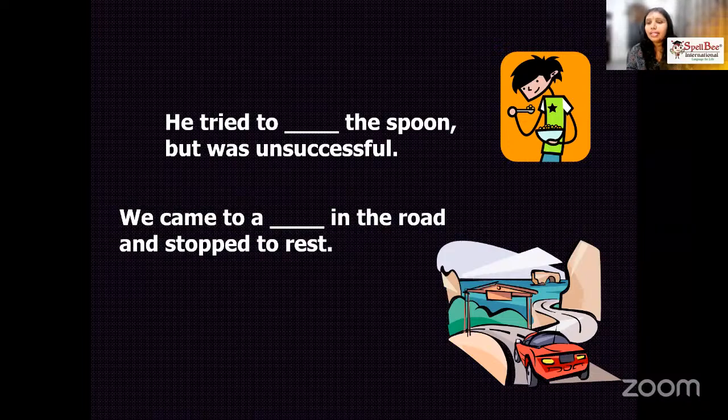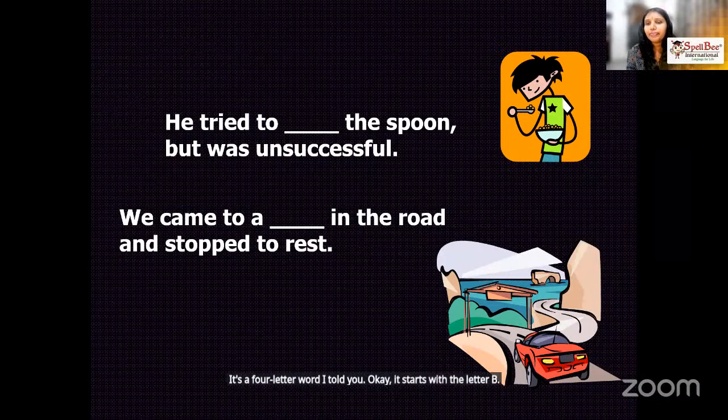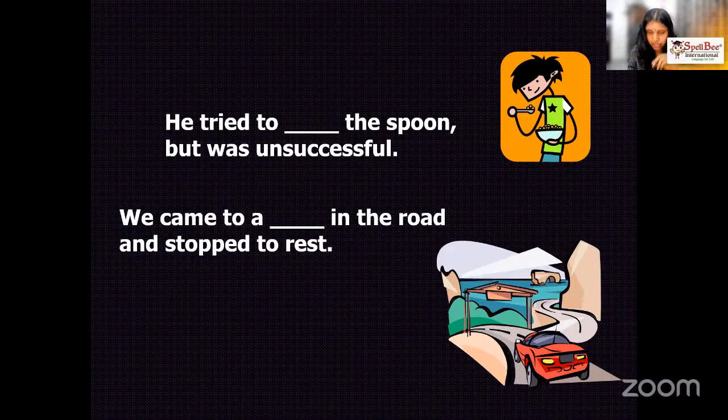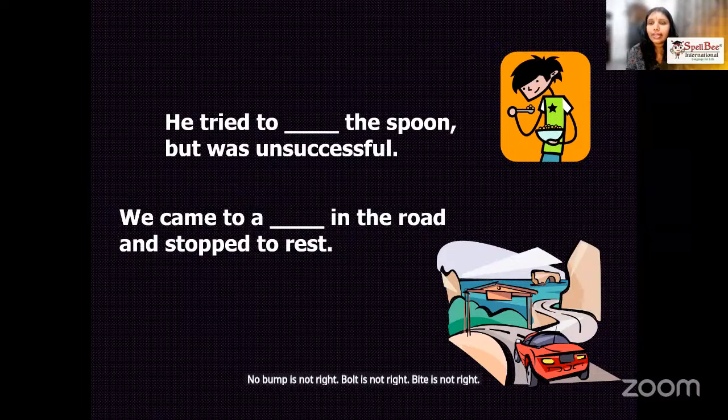It's a four-letter word, I told you. Okay, it starts with the letter B. Come on, now you should be able to type. B. Come on. Ha, Abinjan, good. Correct. No, bump is not right. Bolt is not right. Bite is not right. Ha, Elsa corrects.